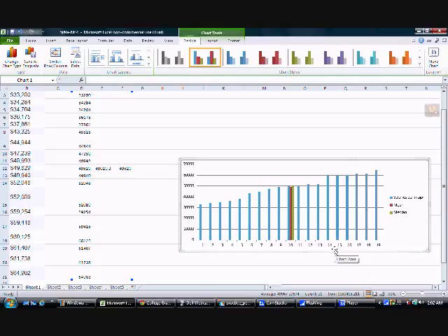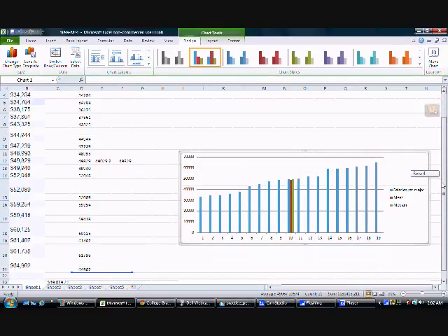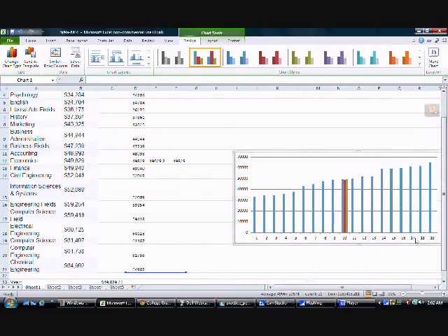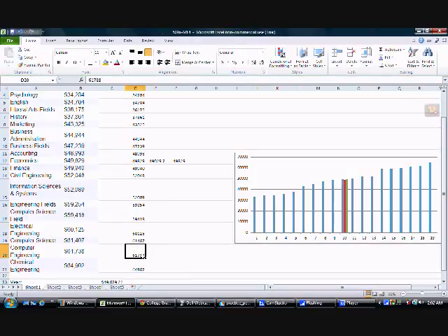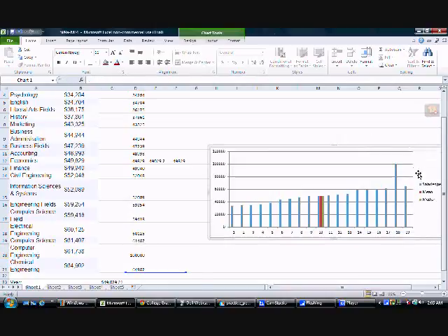Now let's look at what would happen if, let's pretend that a computer engineer made, I don't know, give me a big number or a small number. Let's play around. Okay, so let's say that a computer engineer, once he graduated, he made 100,000. What would happen to our graph?